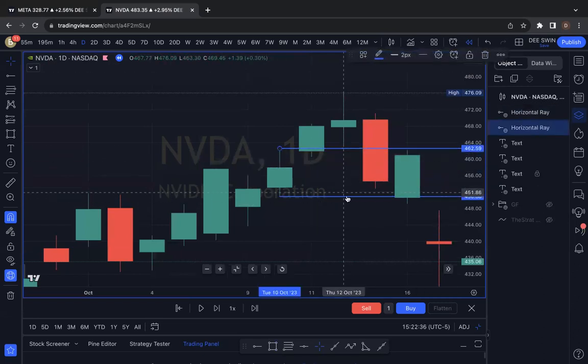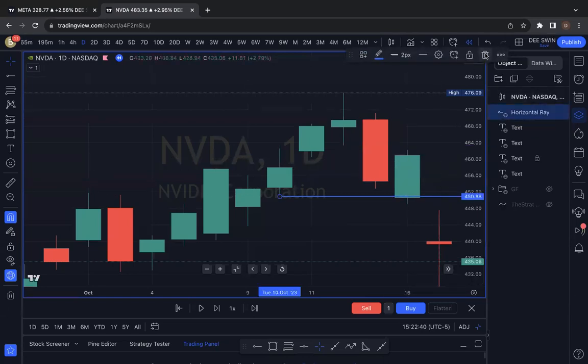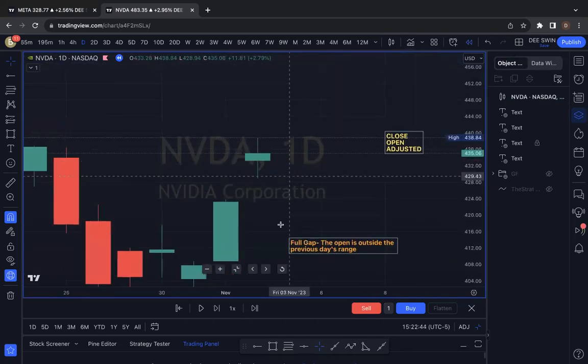I wouldn't give too much weight on partial or full gap. A gap is a gap. And it is likely that it will want to get filled.